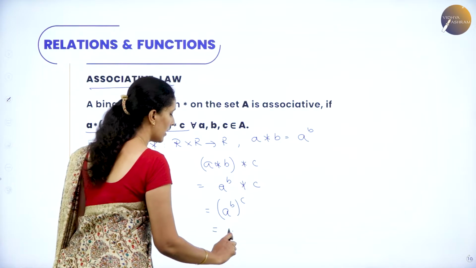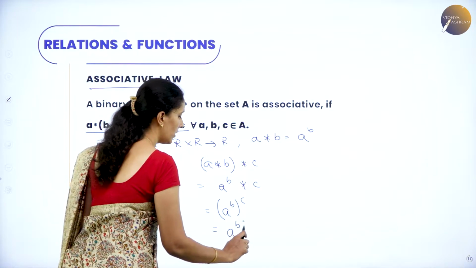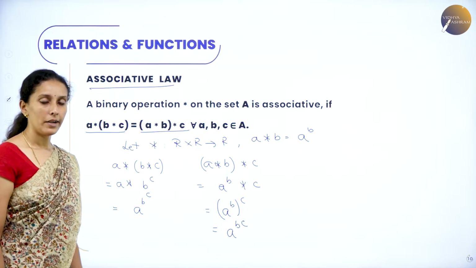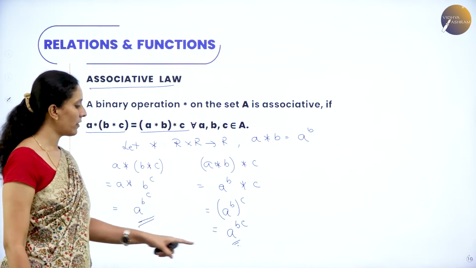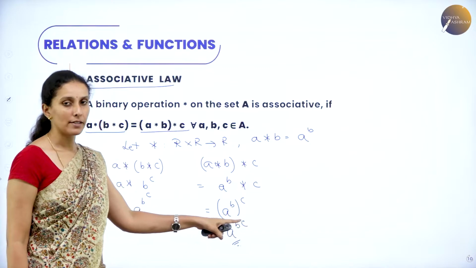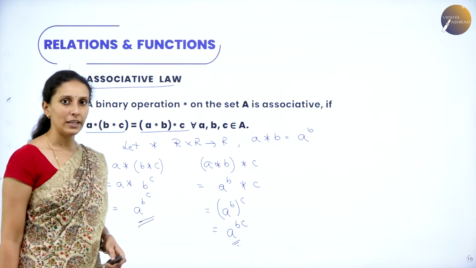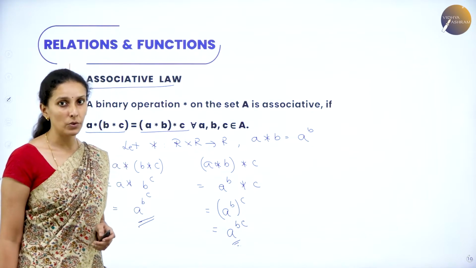Here it is A to the power B into C. A to the power B into C here. So here B has a power C, but here BC is multiplied. So they are not equal. So this is not associative.